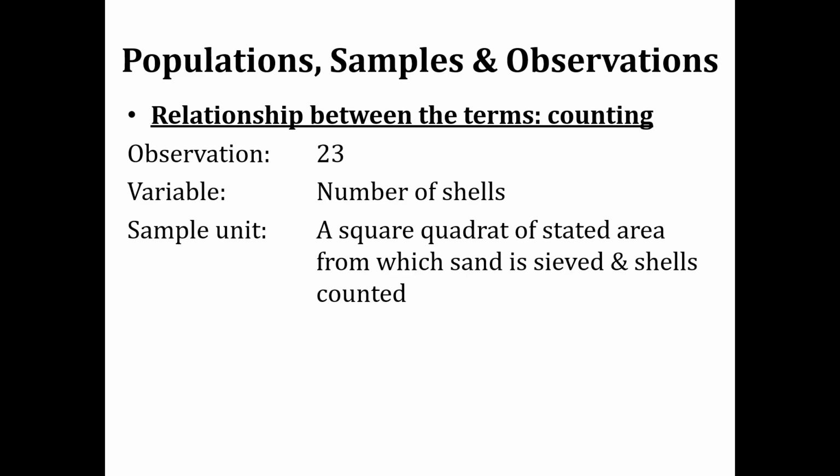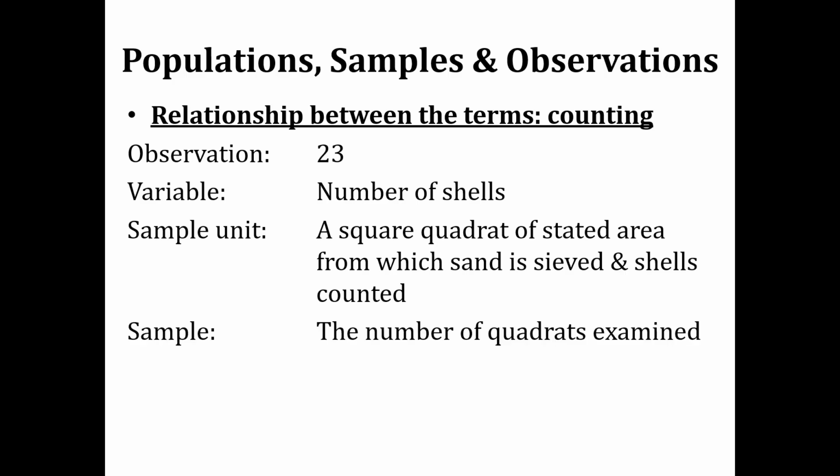And for that purpose, you are going to use these square quadrats, and these quadrats are going to be of the same size. So you are now specifying the dimensions of that sample unit. So a sample unit is a square quadrat of stated area, or the selected area from which the sand is sieved and shells are counted. So this is going to be one sample unit. And sample is going to be the number of quadrats which are examined.